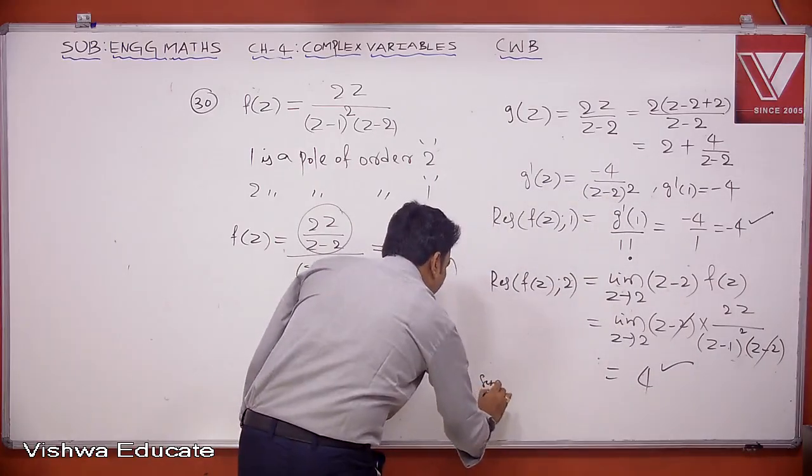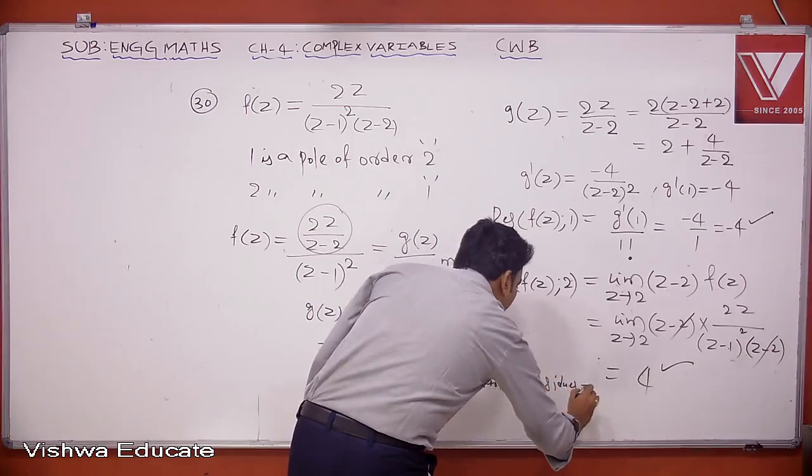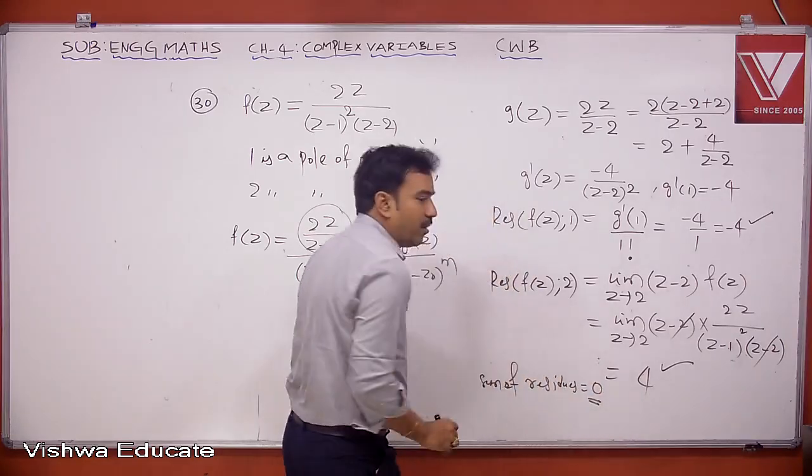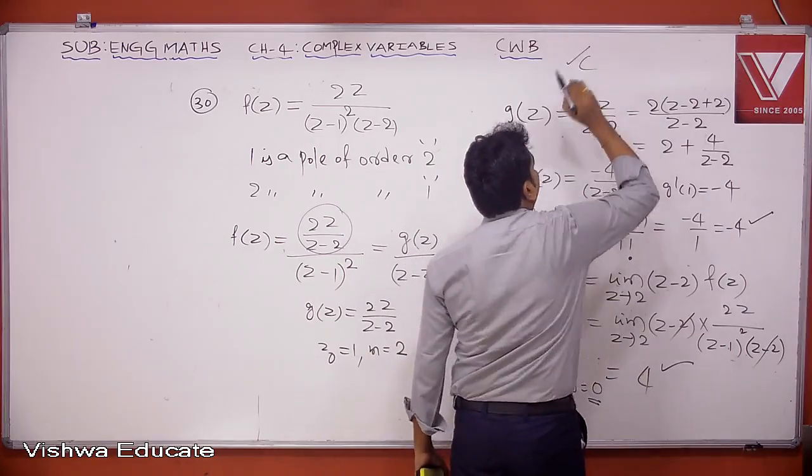So sum of residues equal to 0. Sum of residues is 0. So option C is right answer.